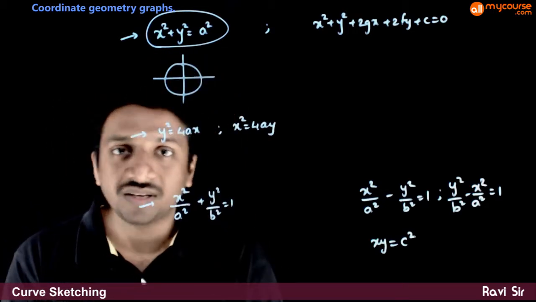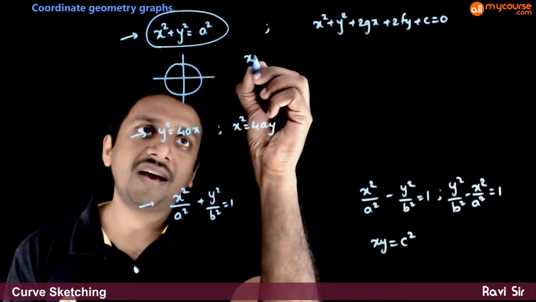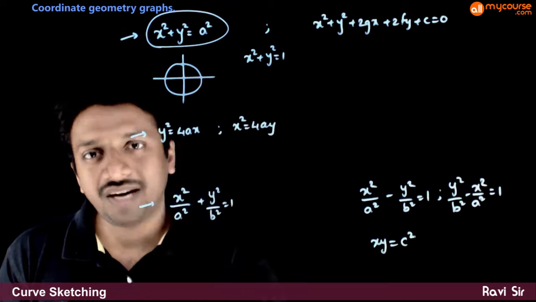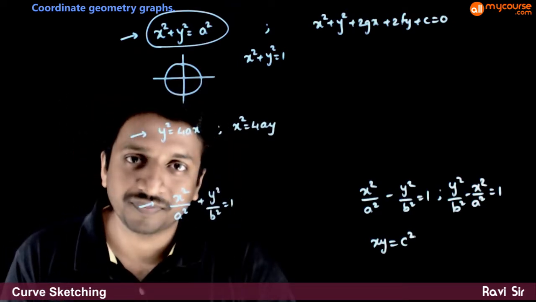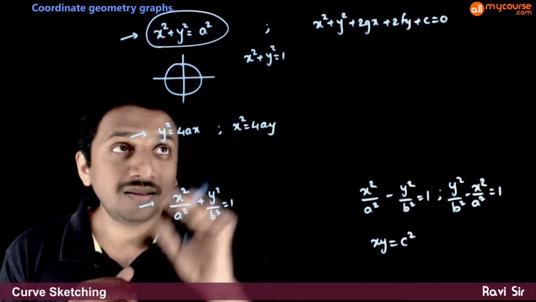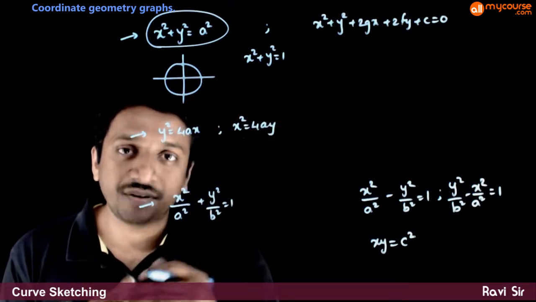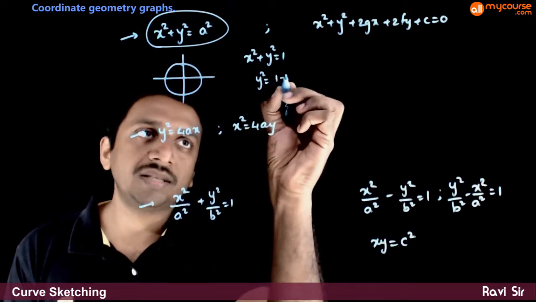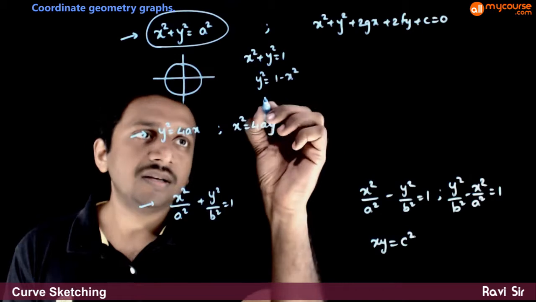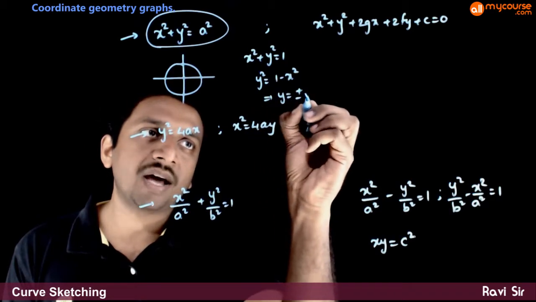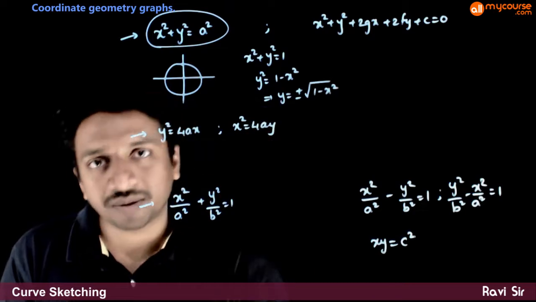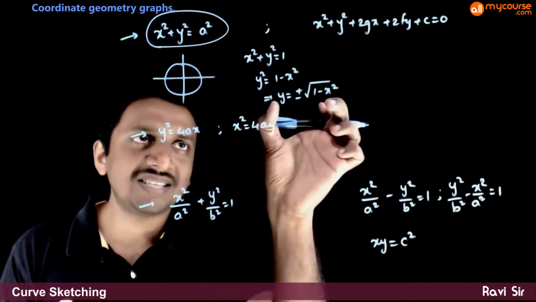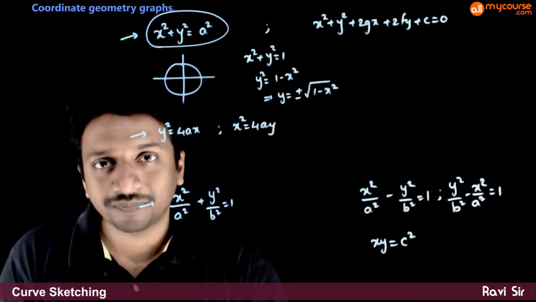X square plus y square is equal to a square. For example, if you have the graph of x square plus y square is equal to 1, you draw a circle with radius 1 centered about origin. But sometimes this curve will be given in a slightly different form. So x square plus y square is equal to 1 implies y square is equal to 1 minus x square. This implies y is equal to plus or minus root of 1 minus x square. This curve also represents a circle because this is same as x square plus y square is equal to 1.